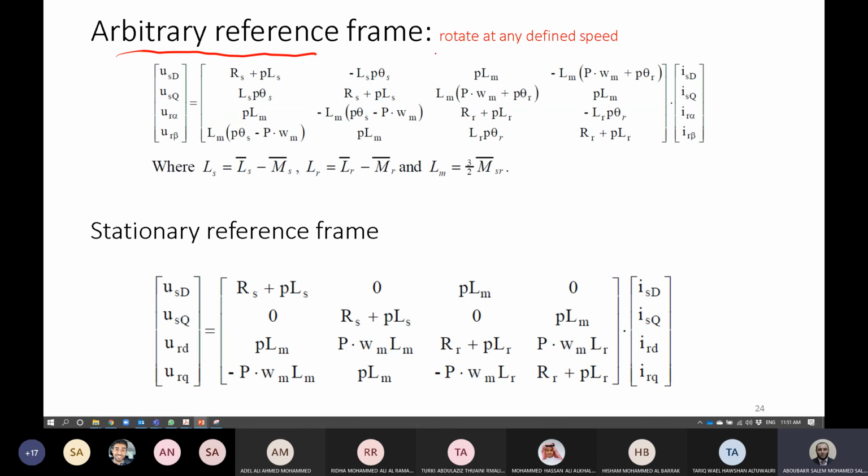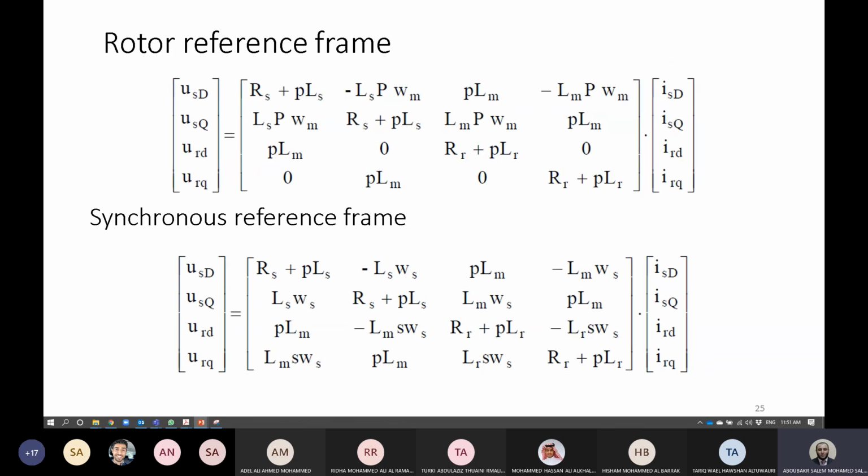Arbitrary means it can be rotated at any defined speed, and you can define your speed here. You have theta and you have omega. So based on the frequency you need, you can apply it. We also have other equations here for the stationary reference frame. As you can see here, we have theta s. Here it became 0. Why? Because it's stationary. So this is the stationary reference frame. Here, the rotor reference frame and the synchronous reference frame. And as you can see, a lot of parts of the matrices equal 0. Why? Because we made simplifications, shabab. These simplifications allow us to make calculations in a very easy way.